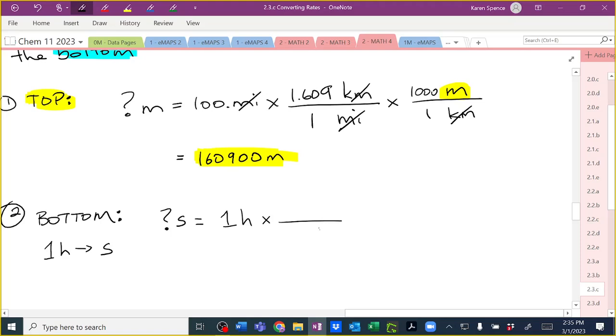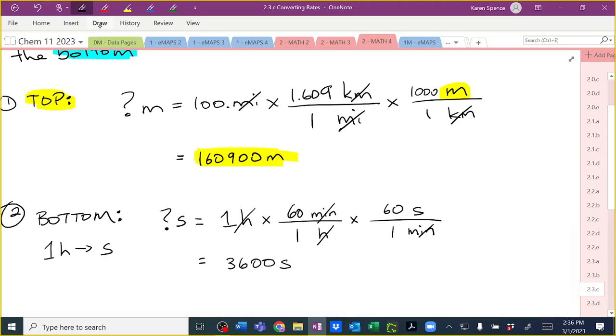I can convert hours into minutes. I can convert minutes into seconds. There are 60 minutes in 1 hour. There are 60 seconds in 1 minute. And we get 3,600. Hours cancel out, minutes cancel out, and we're left with seconds. So that is the bottom.